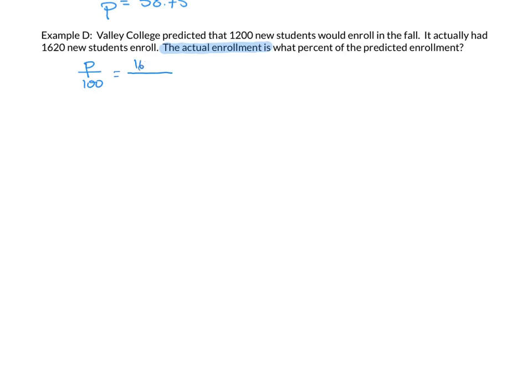The actual was 1620. And we have of the predicted enrollment. So the predicted enrollment is going to go on the bottom. We get 1620 over 1,200. All right, if we cross multiply, we get 1,200 P equals 162,000.